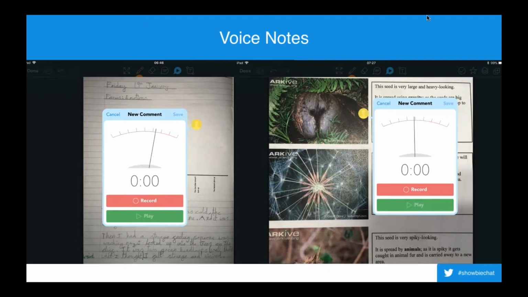transform a classroom. So we can see on the right hand side, that's where the child may be able to record what they thought of their piece of learning, or even instead of writing it, they could record exactly what they were going to write down.